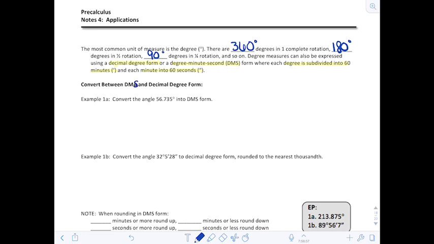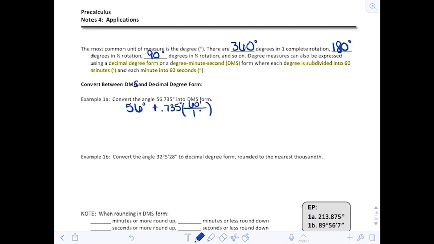the angle 56.735 degrees, and we're going to convert that into degrees, minutes, and seconds. So the first thing we notice is that there are 56 full degrees, plus there are 735 thousandths of a degree. So we're going to take that part of the decimal and we're going to convert that into minutes. And we know that in every 1 degree, there are 60 minutes.